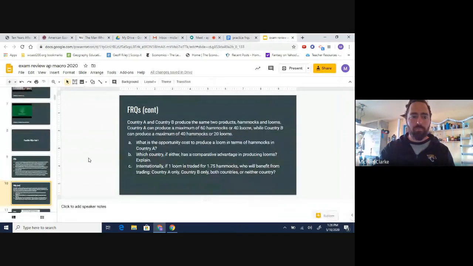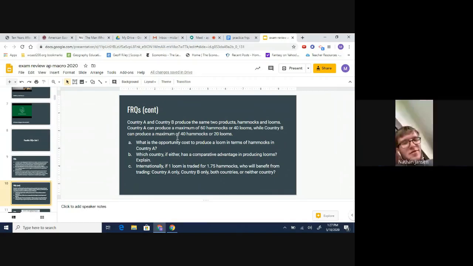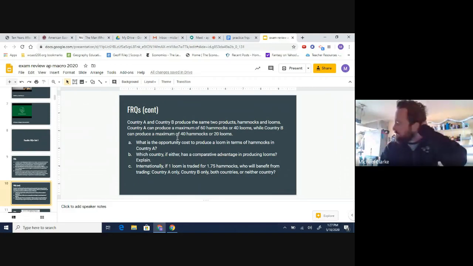Let's try another one. All right, this one, you have country A and B. They're producing hammocks and looms. Don't ask me what a loom is. I know what a hammock is, but I don't know what a loom is. A loom is something for weaving. Is it? Yeah. I figured it's something for weaving or quilting or sewing, something like that. Country A can make 60 hammocks or 40 looms, while country B can make 40 hammocks or 20 looms. And in this case, it's broken into 3 questions, and you gotta find the opportunity cost and comparative advantage.